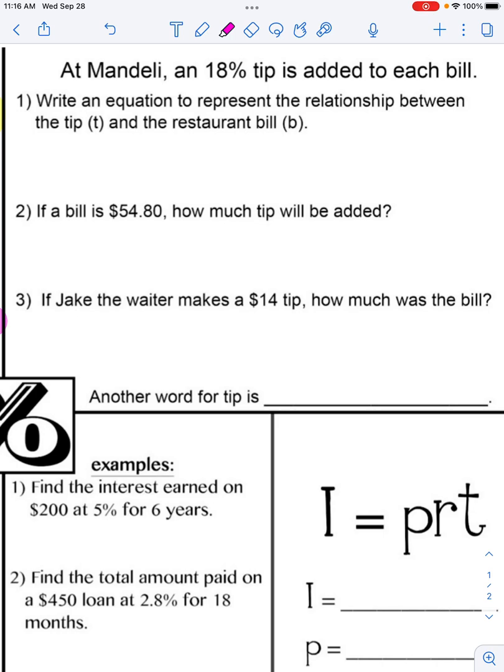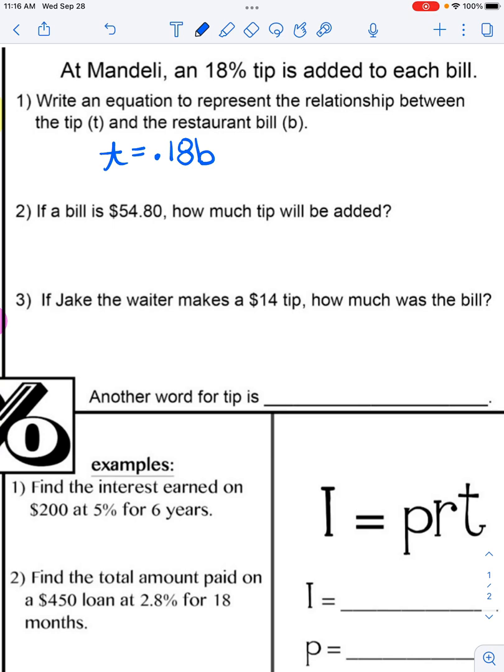All right, it says at Mandeli, an 18% tip is added to each bill. Number 1 says, write an equation to represent the relationship between the tip and the restaurant bill. So we are going to say here that the tip, or the amount of money that we're going to pay for the tip, equals 18% times the bill. That's our equation. So if our bill is, let's say, $10, we would just do 0.18 times 10, and our tip would be $1.80. And we would use that equation whether we realize we're using it or not. That's how you figure out tip.